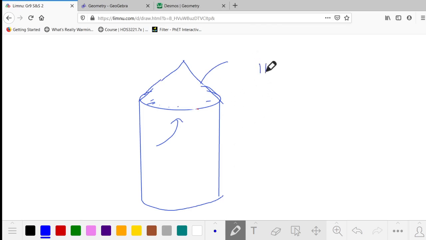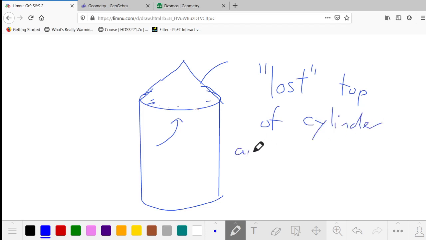So we have quote-unquote lost the top of the cylinder and the bottom of the cone. So that is key to finding the total surface area of composite 3D shapes. You have to find the surfaces that are in contact with each other and subtract them away.